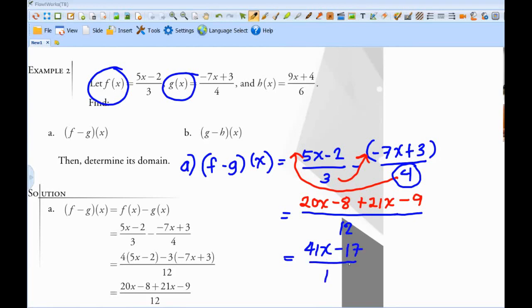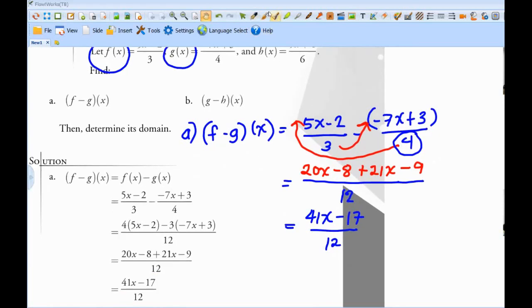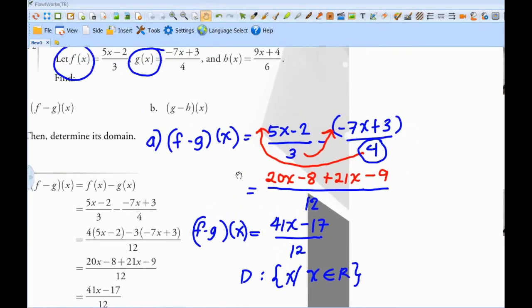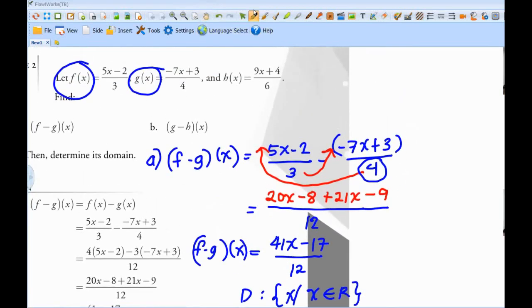over 12. Okay, so the domain will be the same thing for (f minus g)(x). The domain will be the element of real numbers, so all numbers are possible here. There is no restriction. Now what about when we subtract g minus h? The h is this one. We will subtract g by h(x).